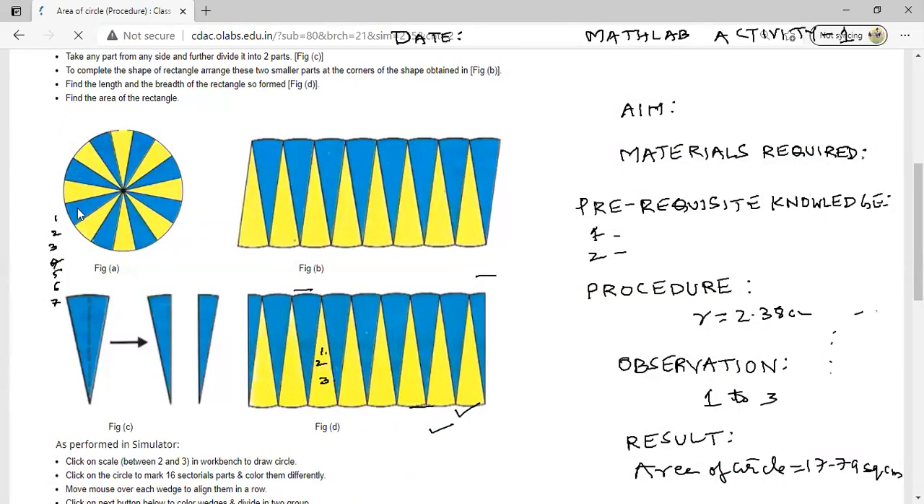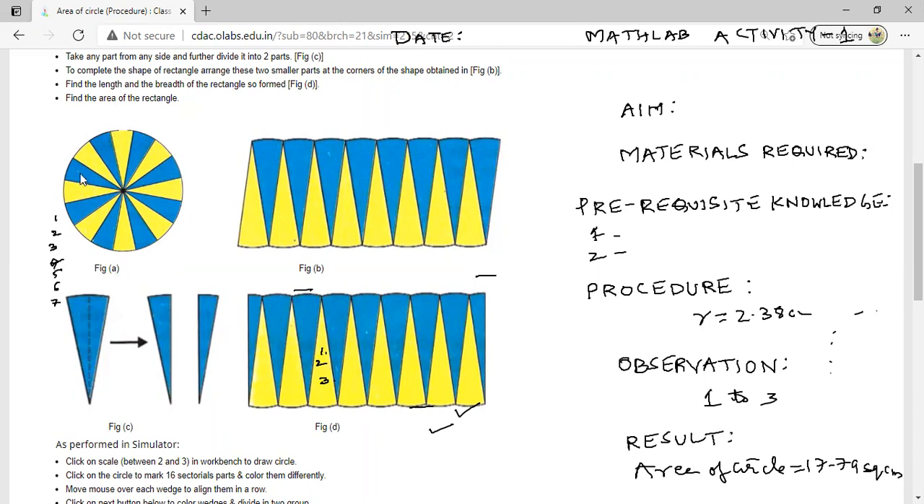You have to make two circles. Okay, two circles and one circle. Then you will start making 16 parts. How will you make the 16 parts? That is, you have to divide the circumference, this whole circumference.